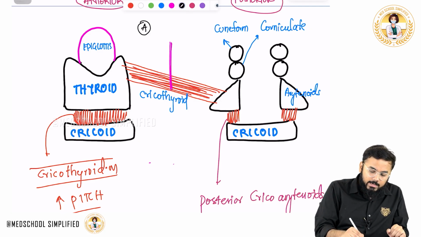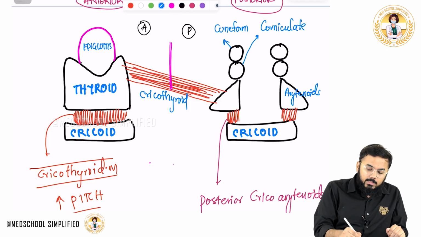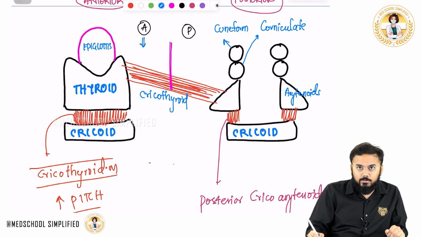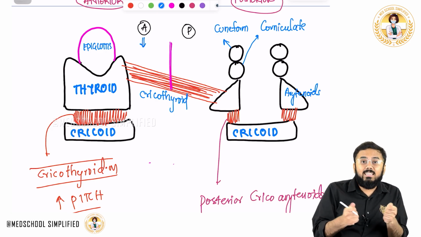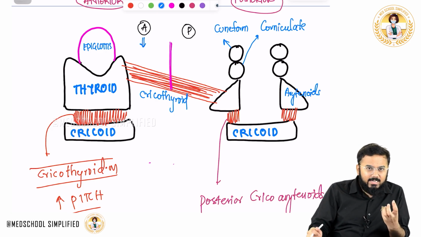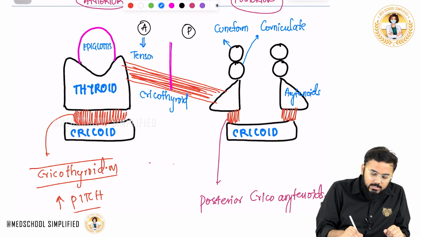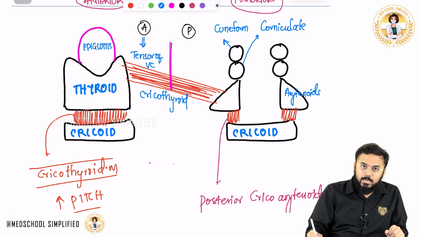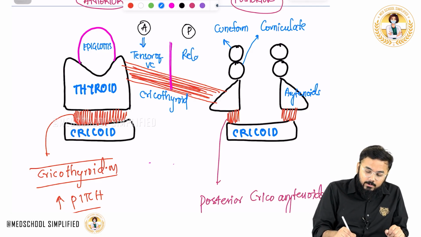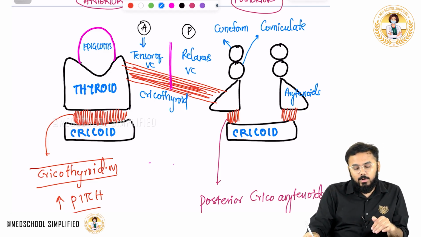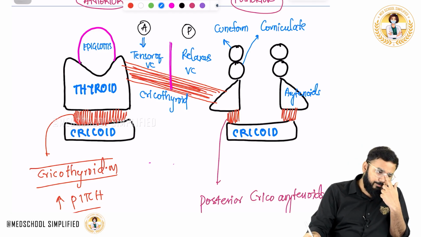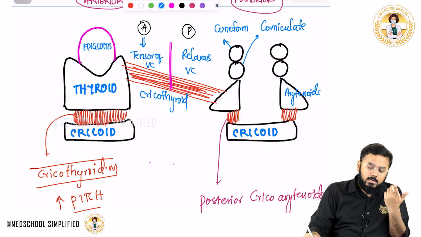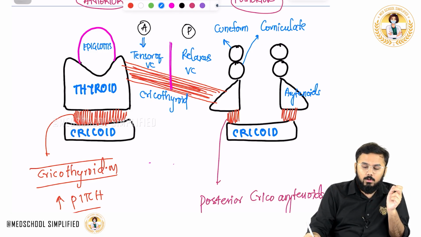Now what I am doing is dividing this cricothyroid muscle into two groups. One is called the anterior, another one is called the posterior. The anterior part of the cricothyroid muscle will contract and tense the vocal cords. That is why this is called a tensor of VC, vocal cords. The posterior cricothyroid muscle is a relaxer. It relaxes the vocal cords, right? So the anterior part of the cricothyroid causes tension of vocal cords, whereas the posterior one causes the relaxation of your vocal cords.